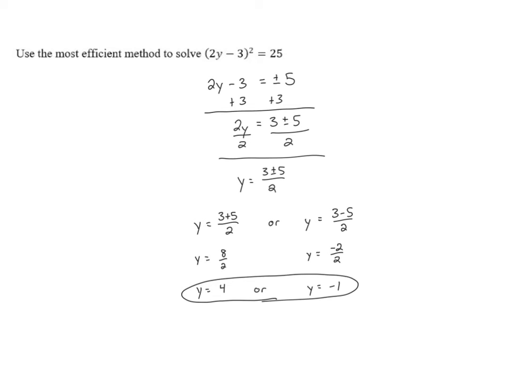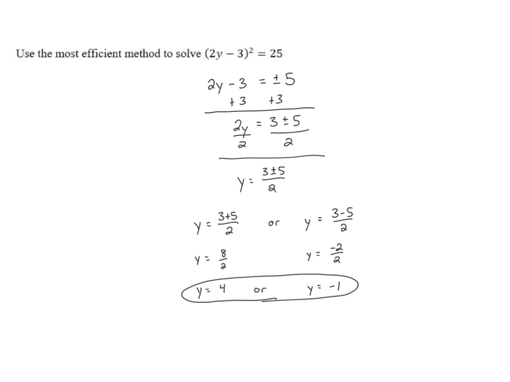I want to go back to the original problem really quick. If we wanted to use a different method to solve this, either factoring or the quadratic formula, we would have to go and expand this out. So we'd have to take 2y - 3 times 2y - 3 and FOIL everything out. And we'd need to get all the terms on the same side.